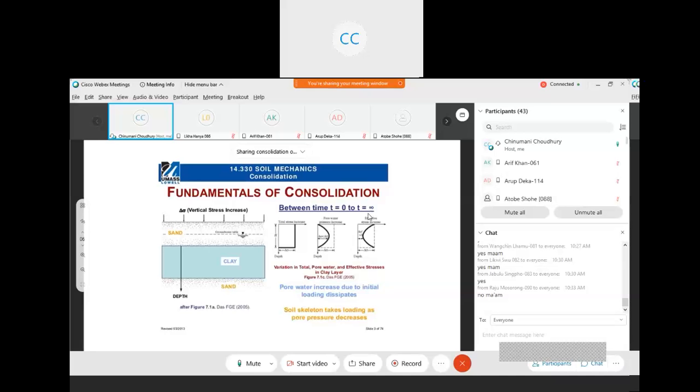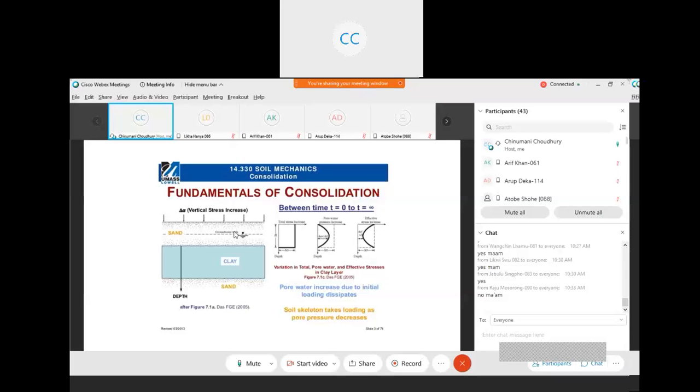Next is time t equal to 0 to t equal to infinity. What will happen in between? After some time, between t equal to 0 and t equal to infinity, there will be expulsion of water pressure. That means water will squeeze out of the soil sample. When the water is squeezed out, some amount of vertical stress will be transferred to the soil skeleton.